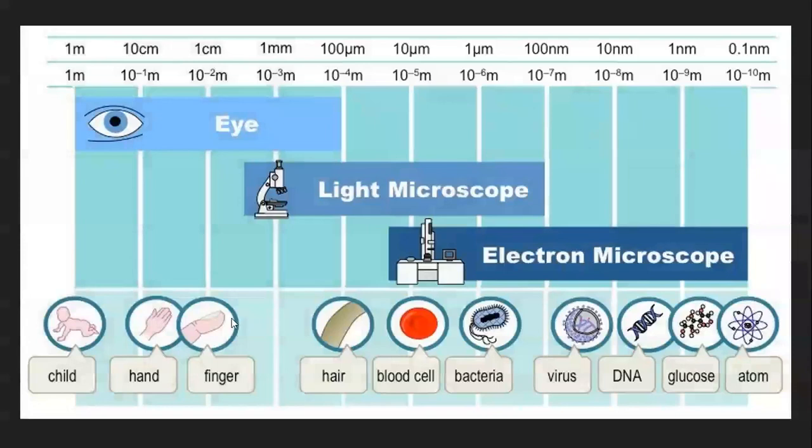So the naked eye, we can see almost down to, again, you guys have younger eyes, I probably couldn't see this, but you could see down to about 100 micrometers, anywhere from about a meter, sorry, down to 100 micrometers. A light microscope gets us down into the nanometer range. And then an electron microscope gets us way, way down to hundreds, and even thousands of nanometers.